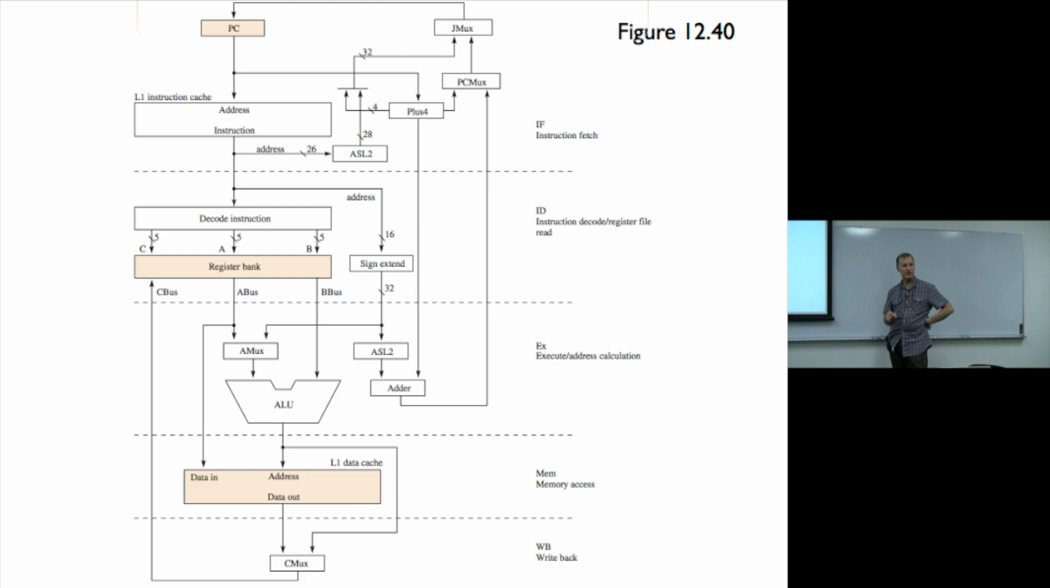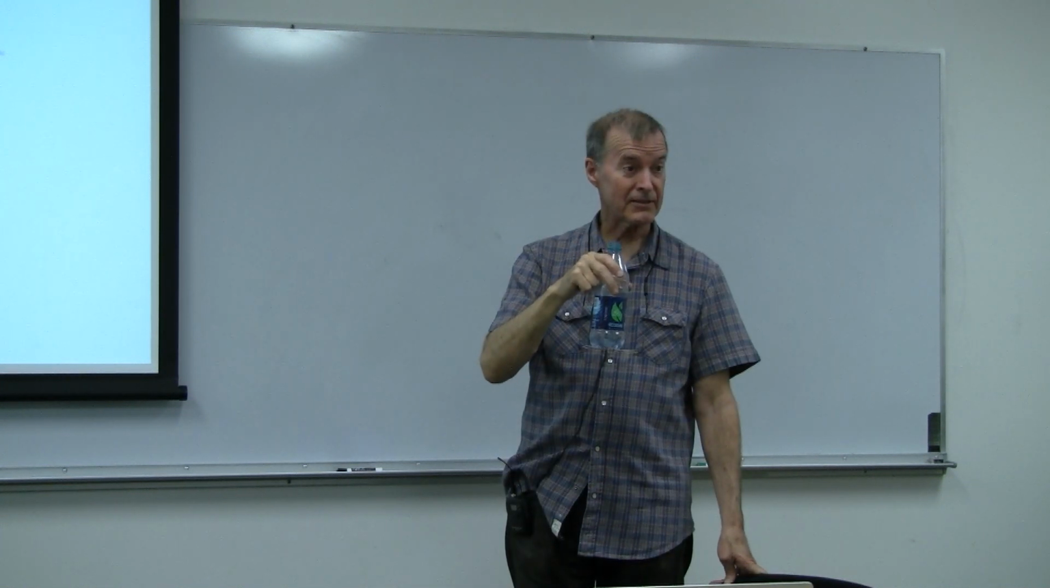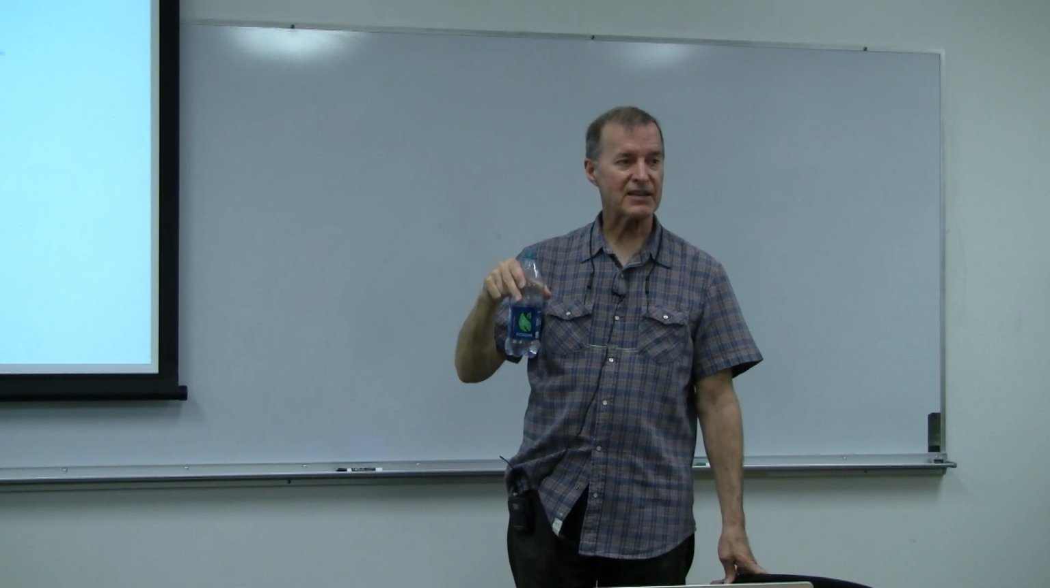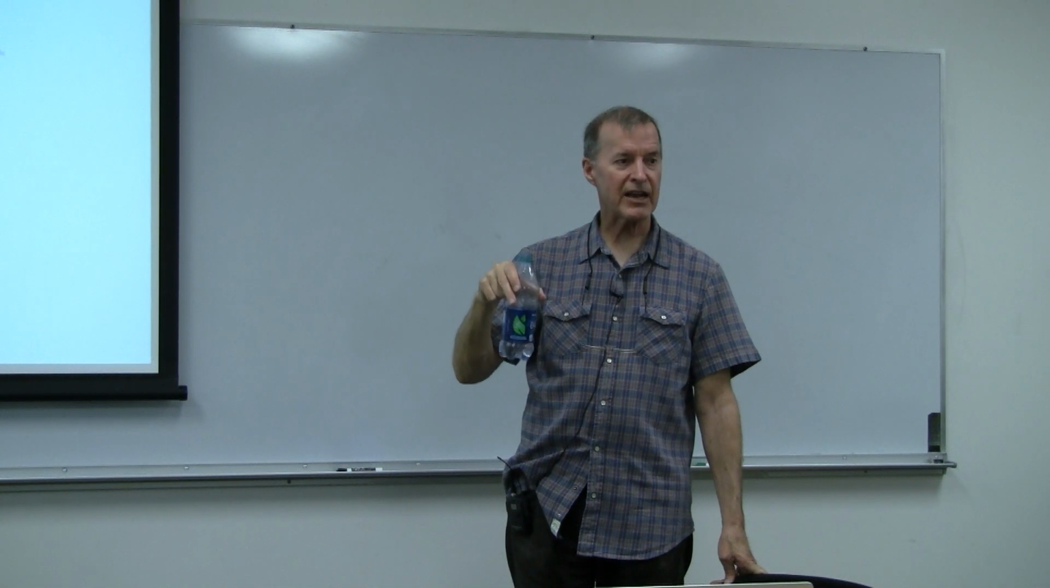Were they unified or split? What does unified mean and what does split mean? Split means there's a cache for the instructions, a separate cache for the instructions, and then a separate one for the data. In a unified cache, they're all together. But in a split cache, you have one cache that's only for instructions and another cache that's only for data.